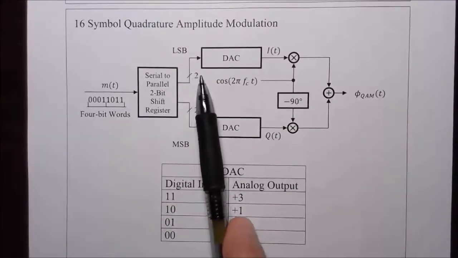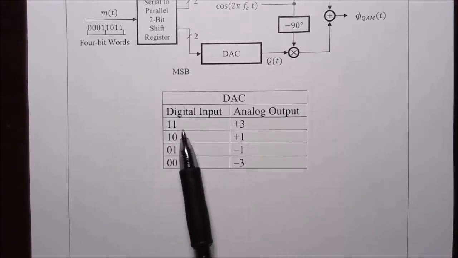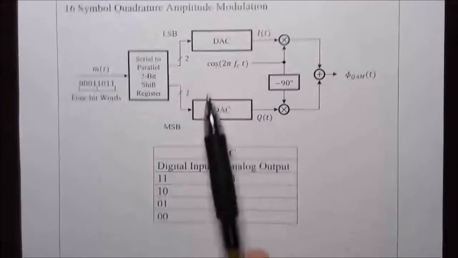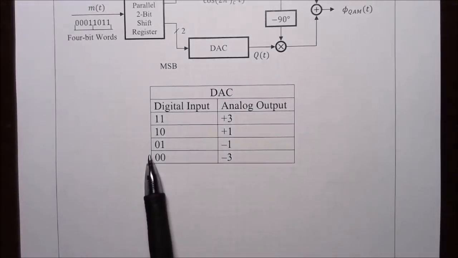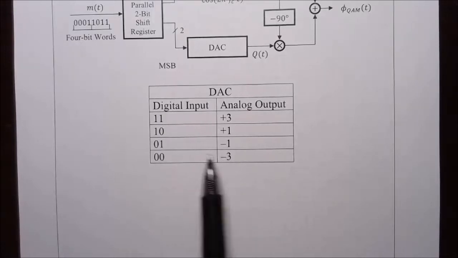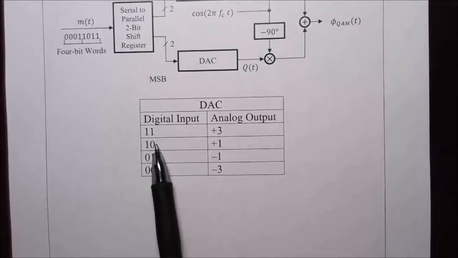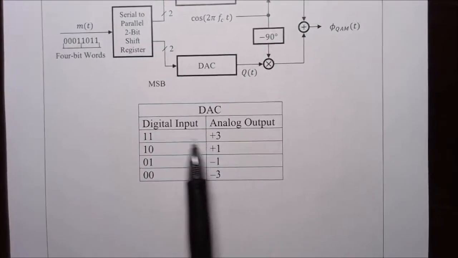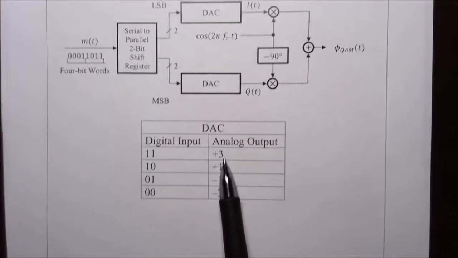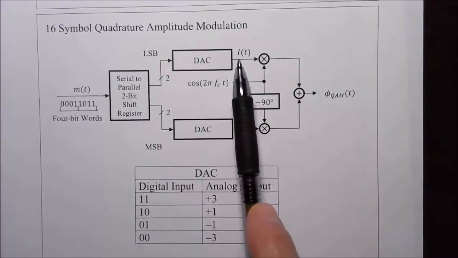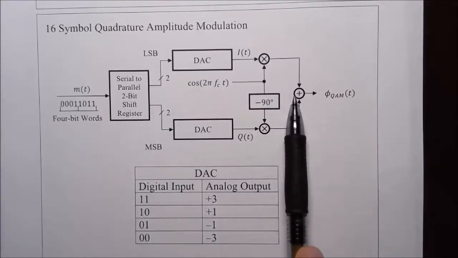So with 2 bits, the possibilities are 0 0, 0 1, 1 0, 1 1. This digital to analog converter produces an output of -3 volts. So 0, 0 input maps to -3 volts out. 0, 1 input maps to -1 volt out. 1, 0 in is +1 volts out, and 1, 1 in maps to 3 volts out. That is the in-phase signal, which is mixed with the in-phase carrier and then applied to the summing amplifier.